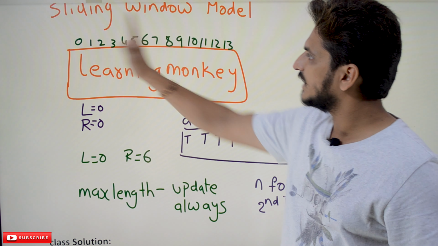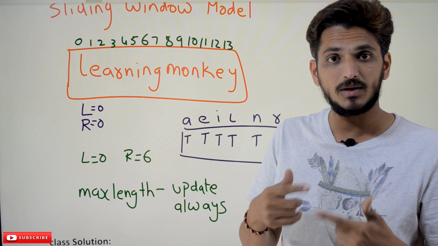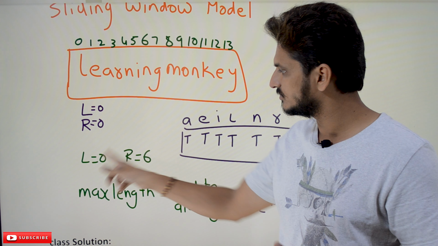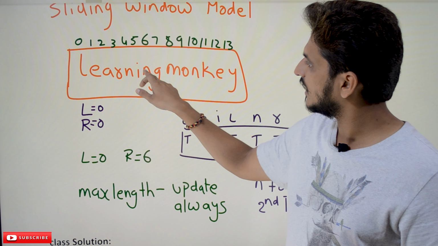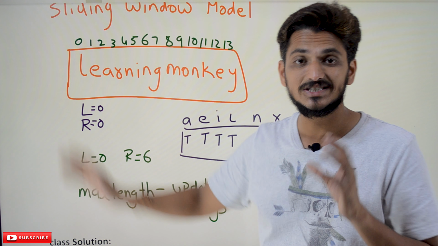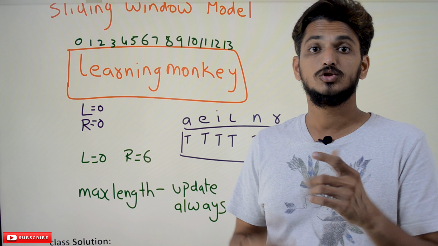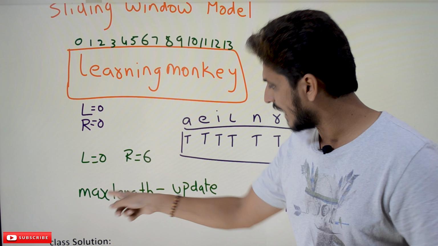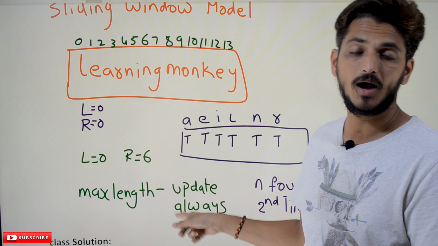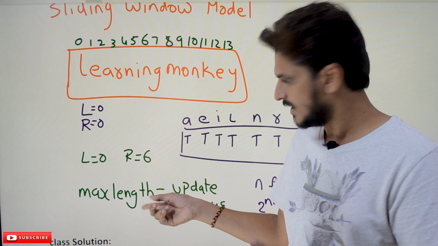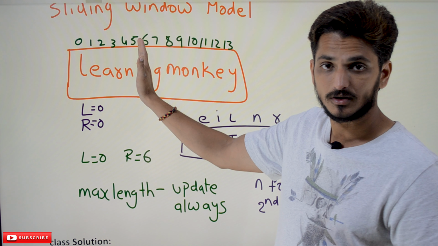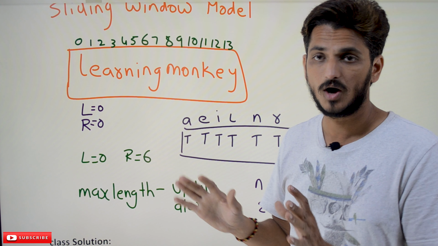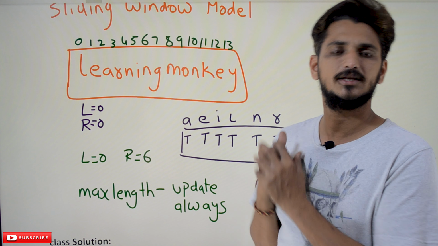Okay, 6 minus 0. What is the maximum number of distinct characters? 6 minus 0, 6. So total LEARNI, up to here 6 distinct characters are there. So maintain a global variable maximum length, update always. What is the maximum length now? 6. Up to here. Did you check all the characters? No. Up to here it is 6.